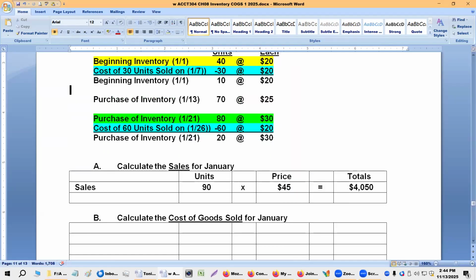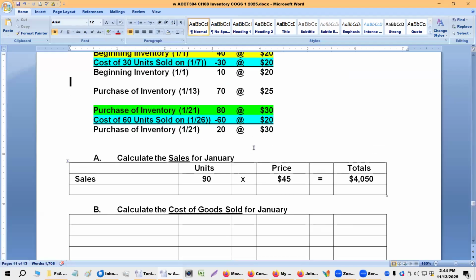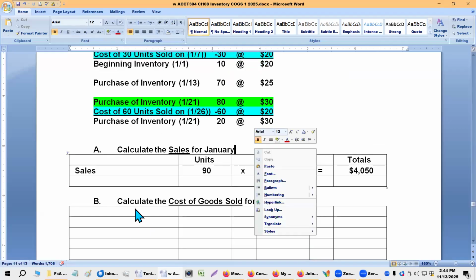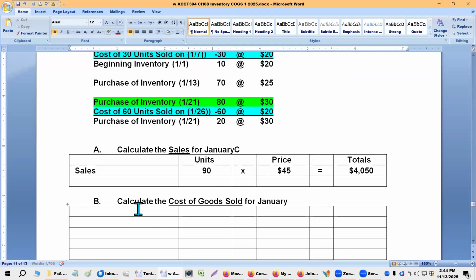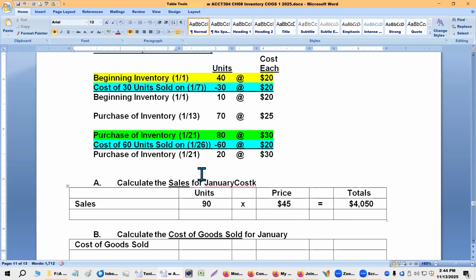All right, let's calculate the cost of goods sold for January. Okay, so cost of goods sold. We're going to take the first sale.